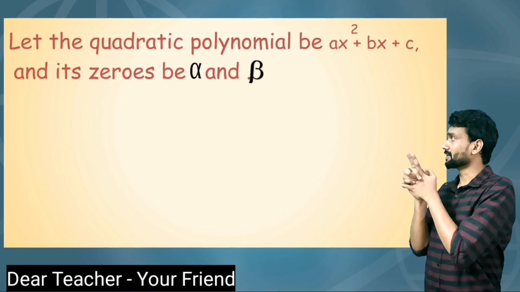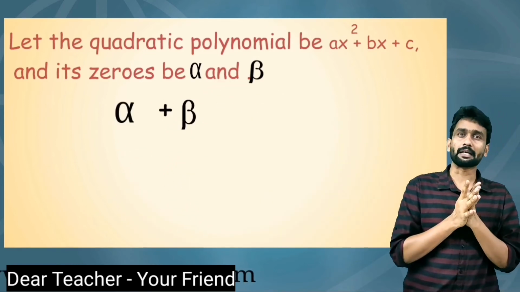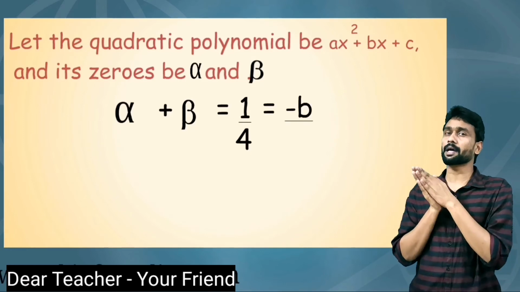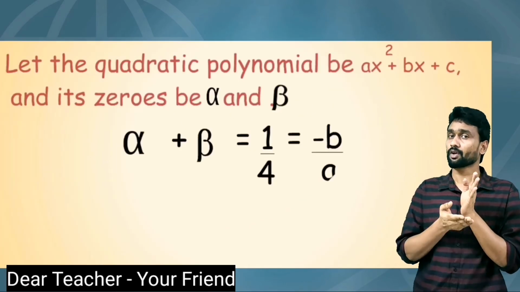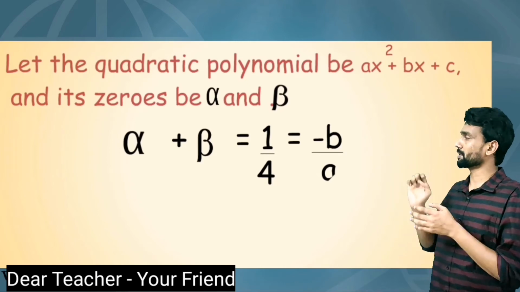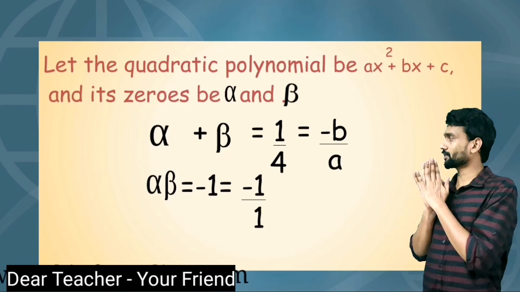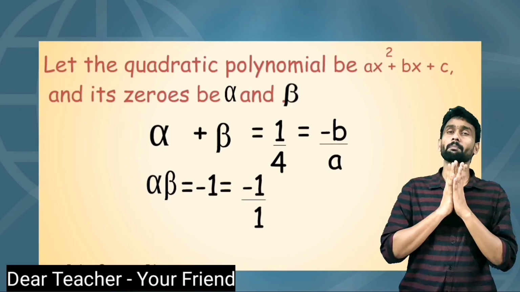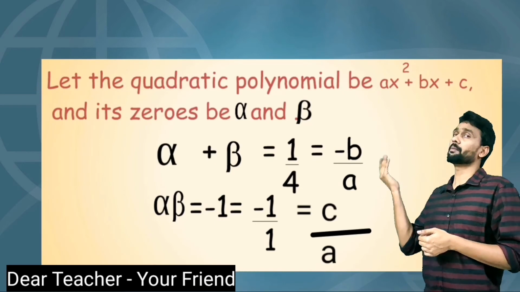Alpha plus beta, the sum of zeros, is equal to 1 by 4. We know the alpha plus beta relation is minus b by a, that is, minus coefficient of x by coefficient of x square. So minus b by a. Next, the product of zeros. What is the product of zeros? Alpha and beta equal to minus 1. Minus 1 we can rewrite as minus 1 by 1.